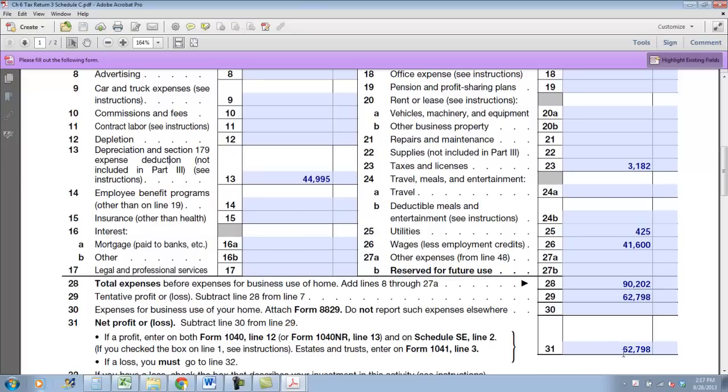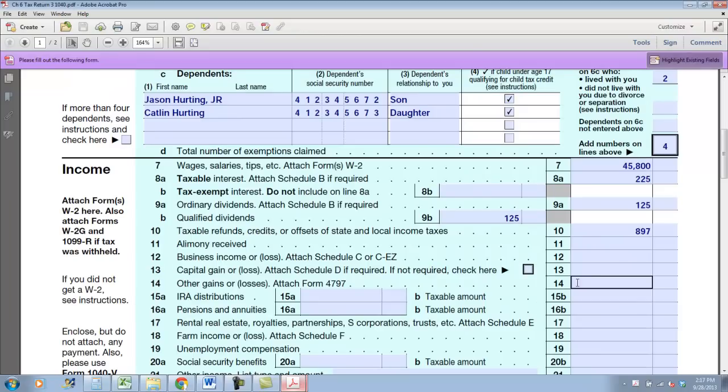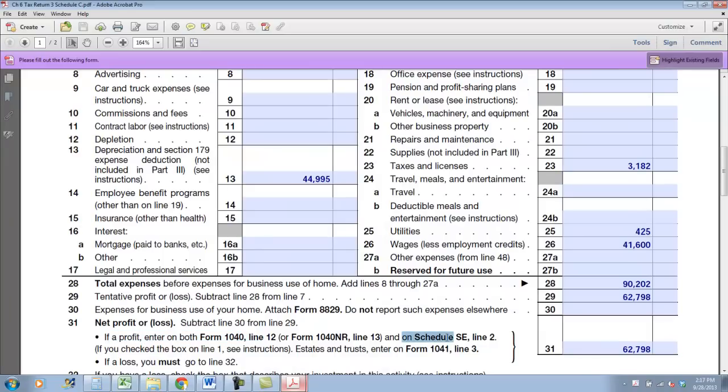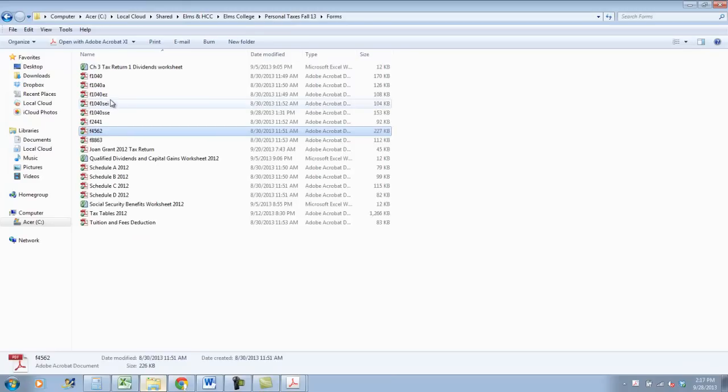And I'm going to take this $62,798 and I'm going to enter it in the 1040 line 12. Let me first do that. 1040 line 12, 62,798. And I'm also going to enter it on the Schedule SE line 2. So Schedule SE.